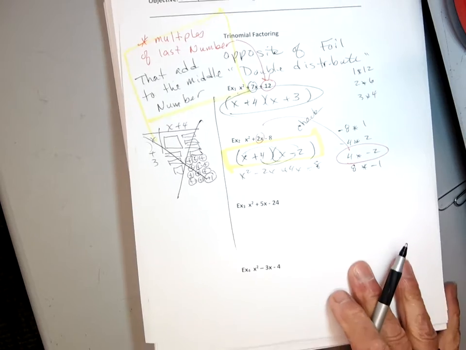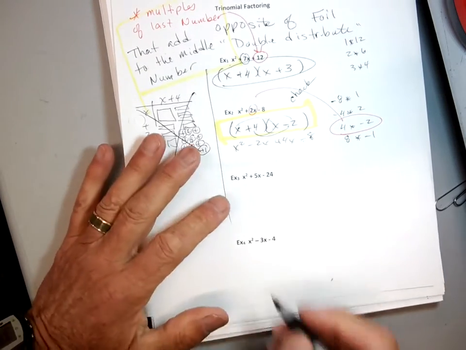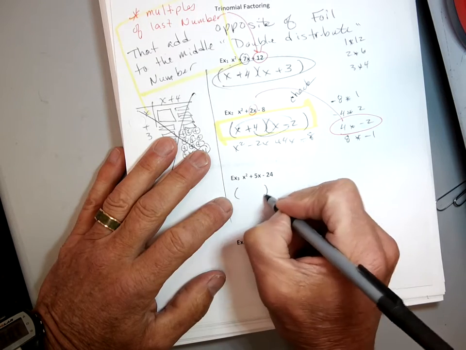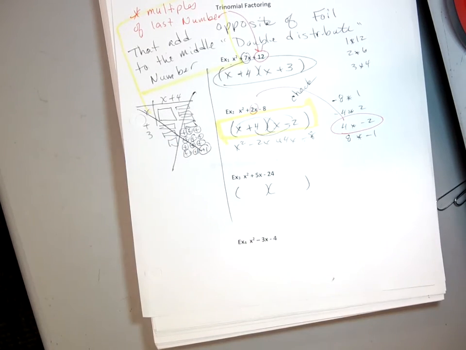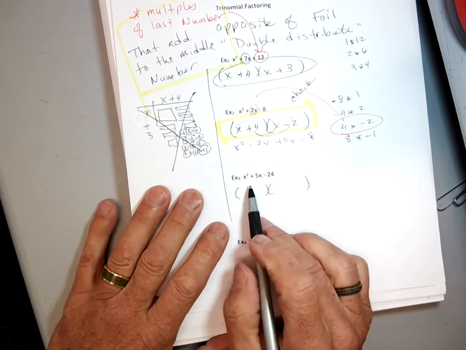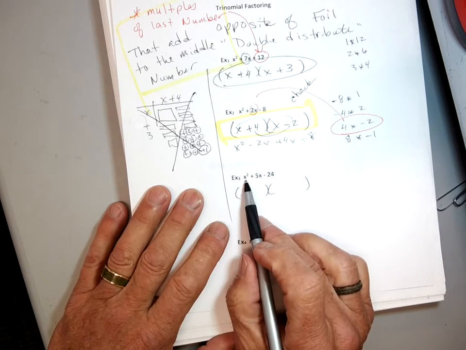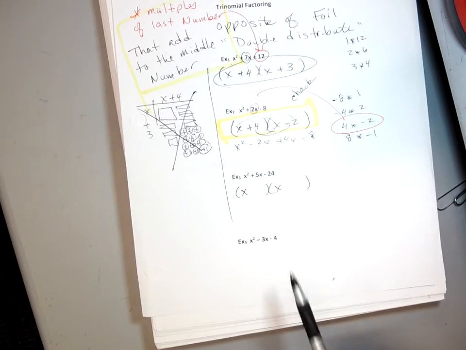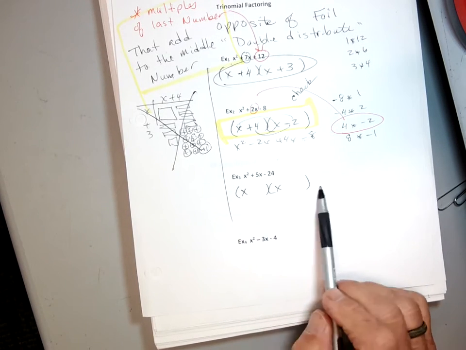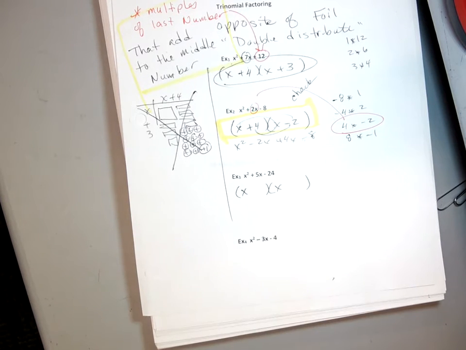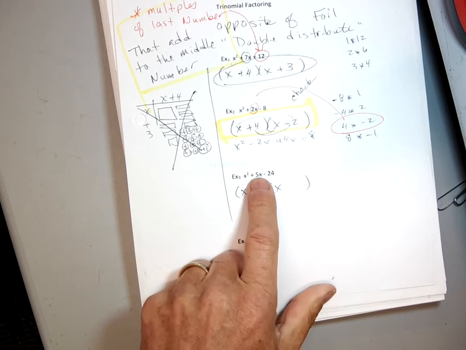All right, let's keep going. Ready? I'm going to start with parentheses, parentheses, parentheses, parentheses. Just start there. And then we know the only way you can make an x squared is with an x times x. So always start with a trinomial factoring, parentheses, parentheses, parentheses, parentheses, and then x times x makes x squared. Okay, so what times what makes negative 24 that will add up to a positive 5?